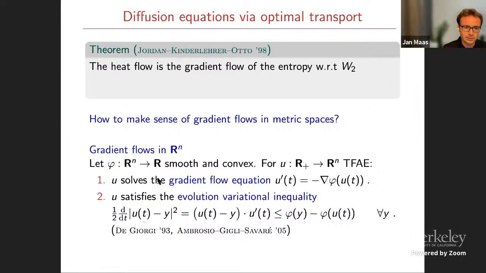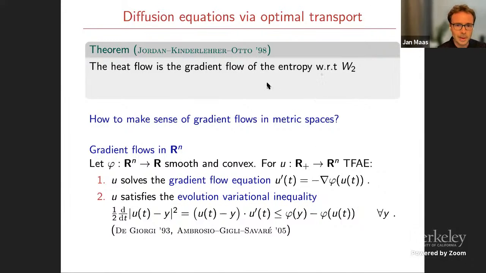Because the only thing which you need in order to formulate this system of inequalities is a distance for the left-hand side, and the functional. So this system of inequalities actually characterizes gradient flows, at least in the presence of some convexity. And you can actually take this as a definition of gradient flow in the metric space.